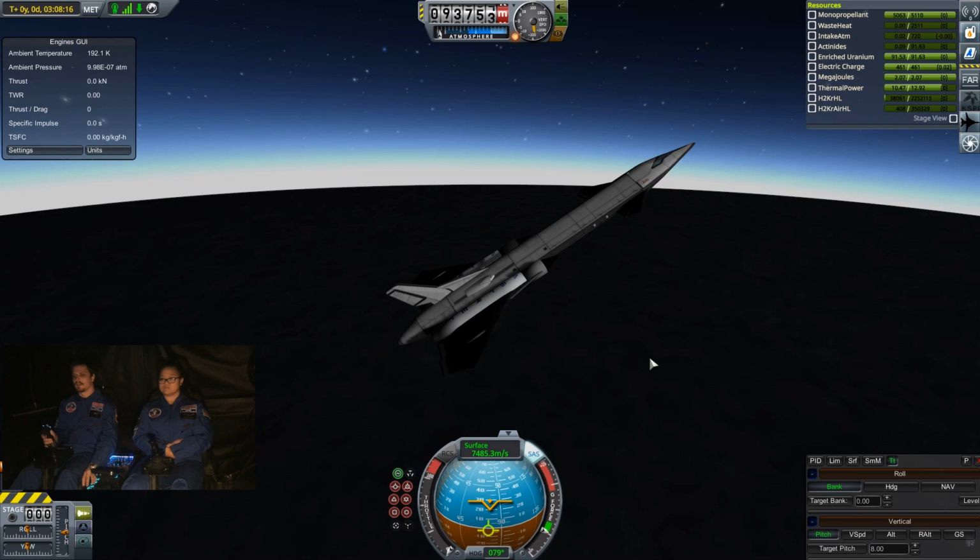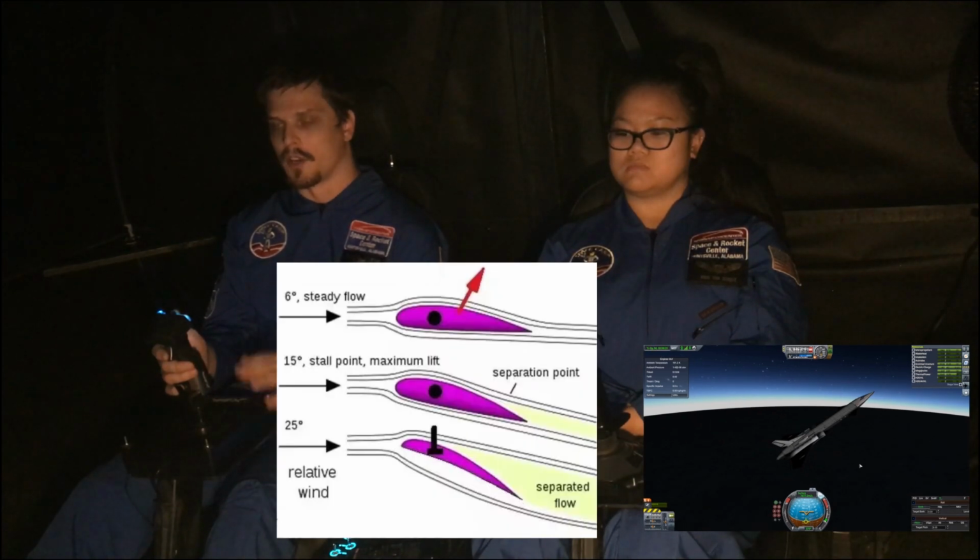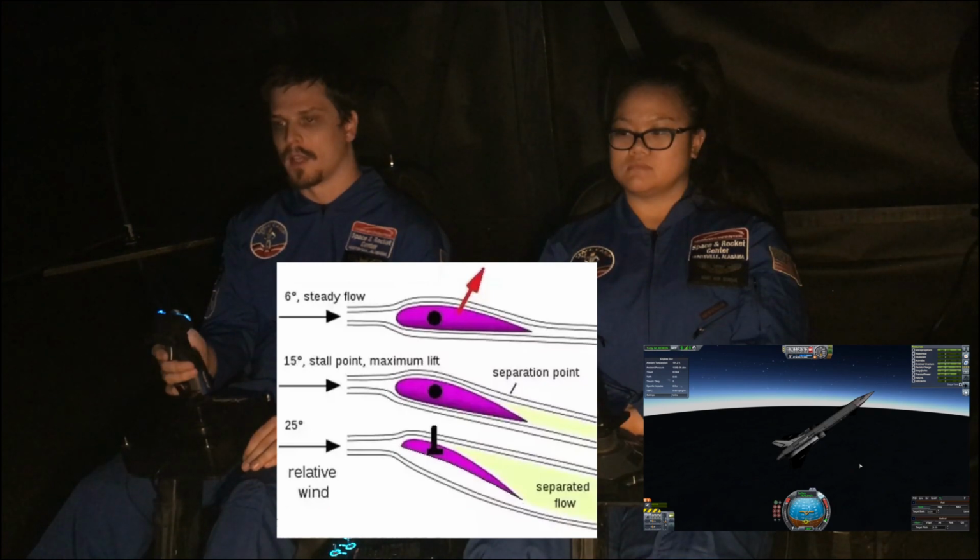So we just brought down our angle of attack a little bit lower. As the atmosphere becomes thicker, we want to keep that angle of attack smaller and smaller so that we don't induce stall. Stall is where flow separation occurs at the wings, so the spaceplane has no more lift and it loses control.